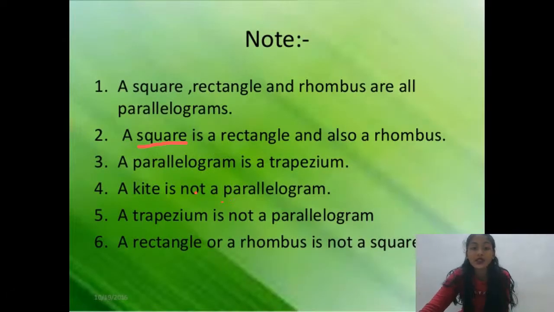A kite is not a parallelogram because its opposite sides are not equal. Its consecutive sides are equal. A trapezium is not a parallelogram, but a parallelogram is a trapezium. A rectangle or a rhombus is not a square, but square and rhombus are rectangles. This is very important to remember. Please take a screenshot of it and just remember everything.